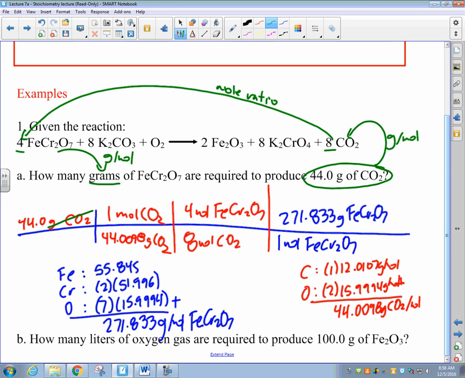So grams of CO2 cancel with grams of CO2. Moles of CO2 cancel with moles of CO2. Moles of FeCr2O7 cancel with moles of FeCr2O7, leaving us with units of grams of FeCr2O7. You can multiply out here, and it's essentially going to be like 136-ish. Yeah, 135.8, yep. Okay, and then 3 sig figs here, 136 grams of FeCr2O7.